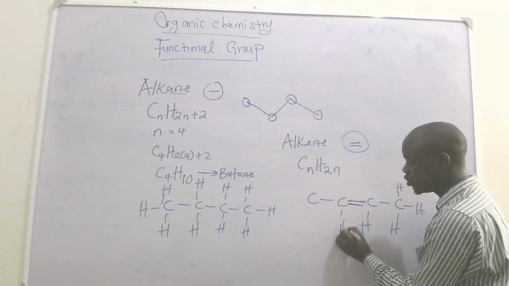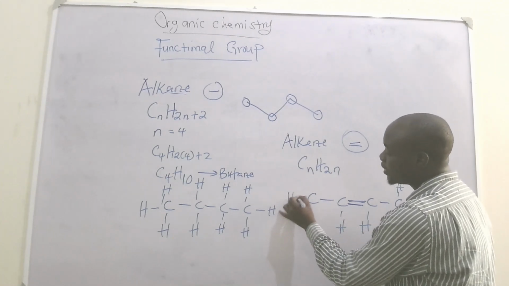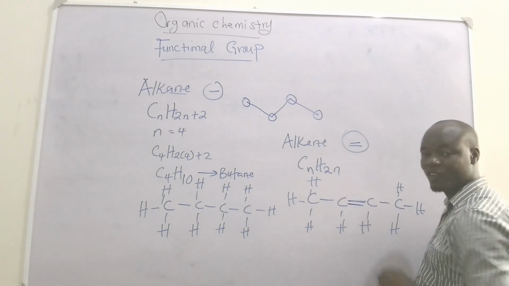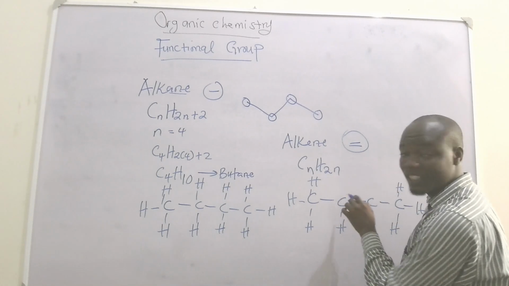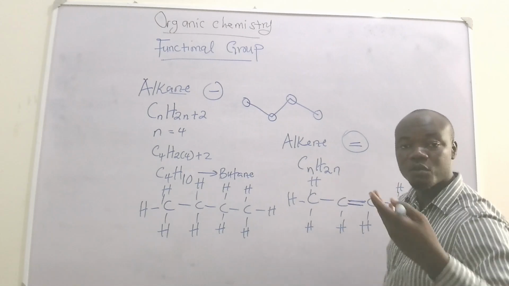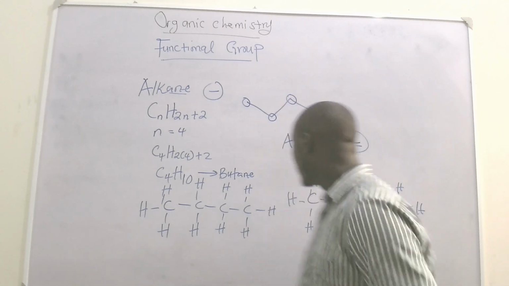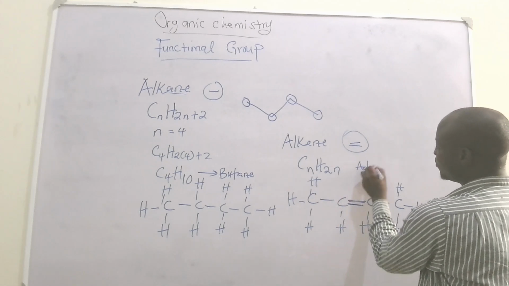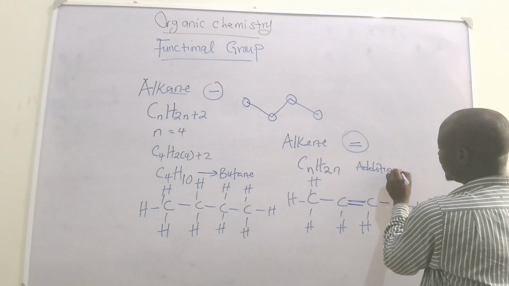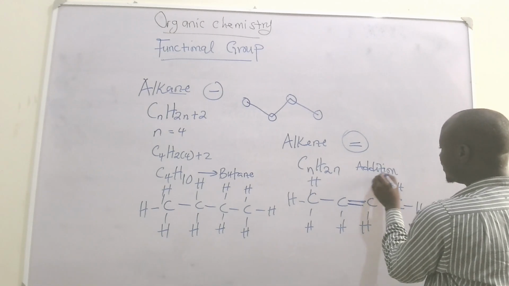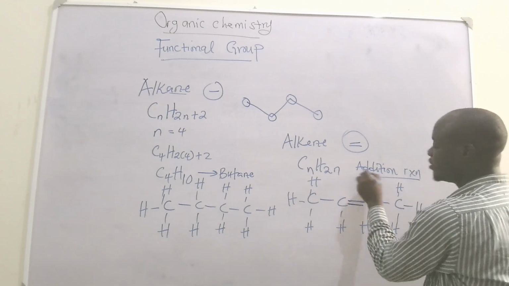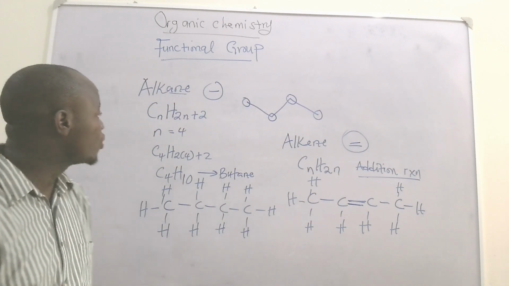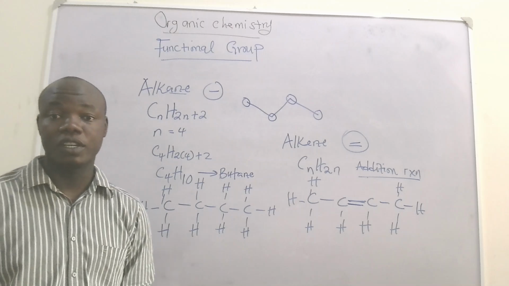This double bond indicates that there is a deficiency of two hydrogen atoms. That is why it can undergo addition reaction. It can undergo addition reaction because it is deficient, so it needs more atoms. Therefore, because of the presence of the double bond, alkenes can undergo addition reactions.